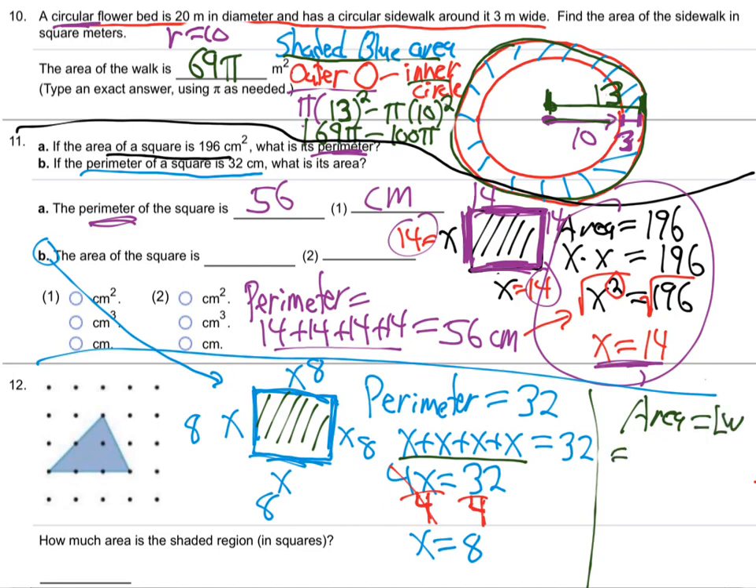And so that equals 8 times 8. It's just one side times the other side. That's how we find area in the middle. It's just one side times the other side, as opposed to the edge, where you add up all 4 sides. For the perimeter, we added up all 4 sides. But for area, we multiply just one side by the other.